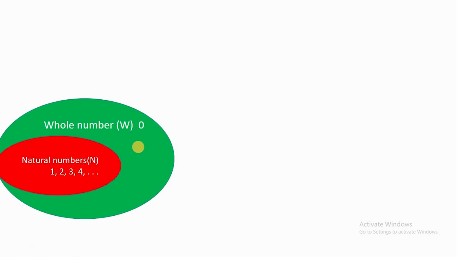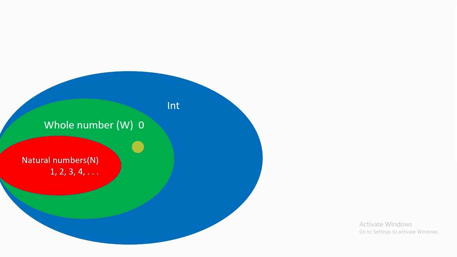Now the next set of numbers are called integers, denoted by the capital letter Z. Integers include all the whole numbers, and they also include the negatives of our natural numbers, such as -3, -2, -1, and so on. We can write towards the left to infinity. So we can say that the largest negative integer is -1 and the smallest integer is -infinity. We cannot define an exact number because it keeps on decreasing.